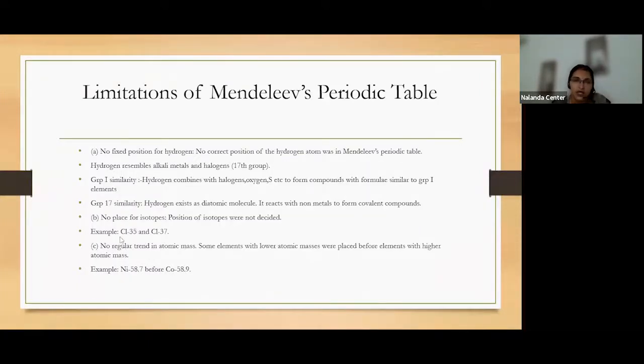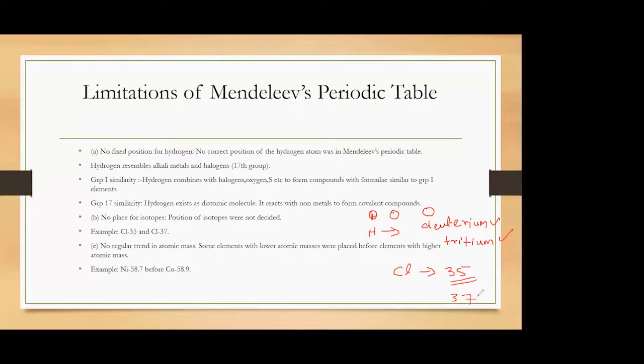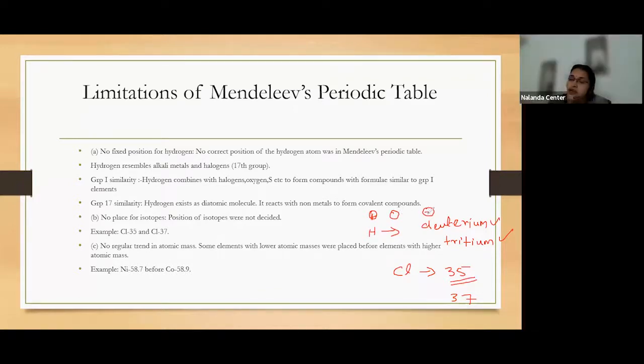The second thing was that he had been arranging the atoms based on atomic mass. If you take the case of hydrogen, hydrogen exists as deuterium, and tritium is there. There are multiple isotopes for hydrogen. Even for chlorine, there is an isotope with mass 35 and another with mass 37. So when you are arranging chlorine, 35 chlorine should come over here, and after some time, 37 chlorine should come over here, right? Because you are arranging based on the mass.